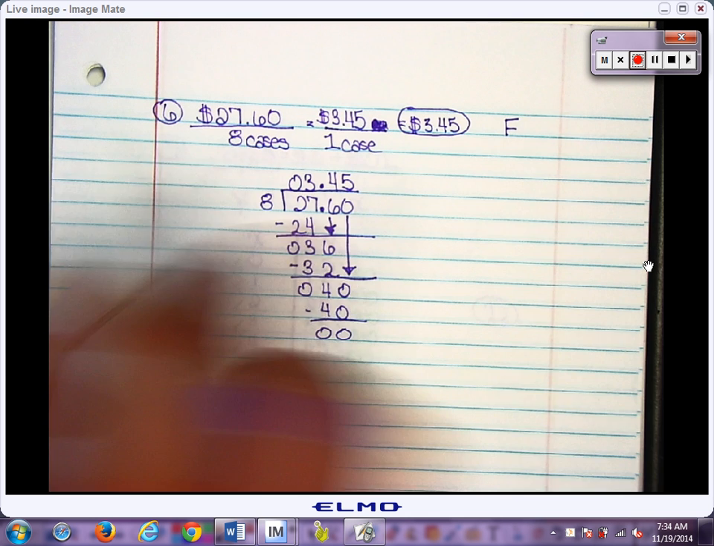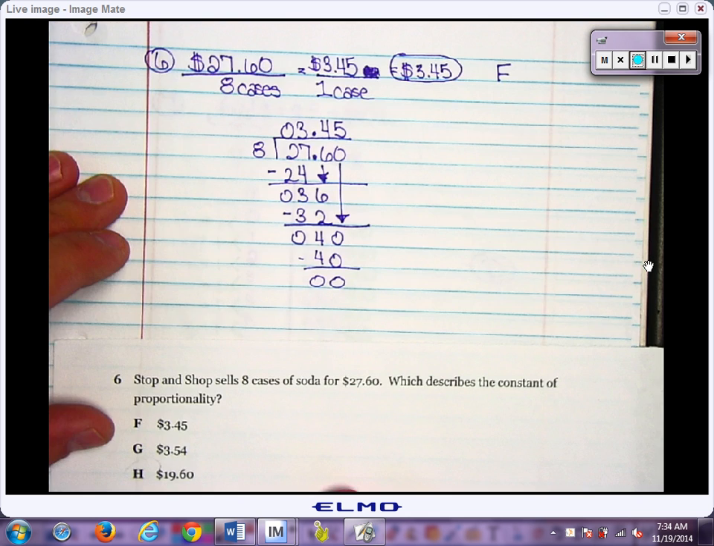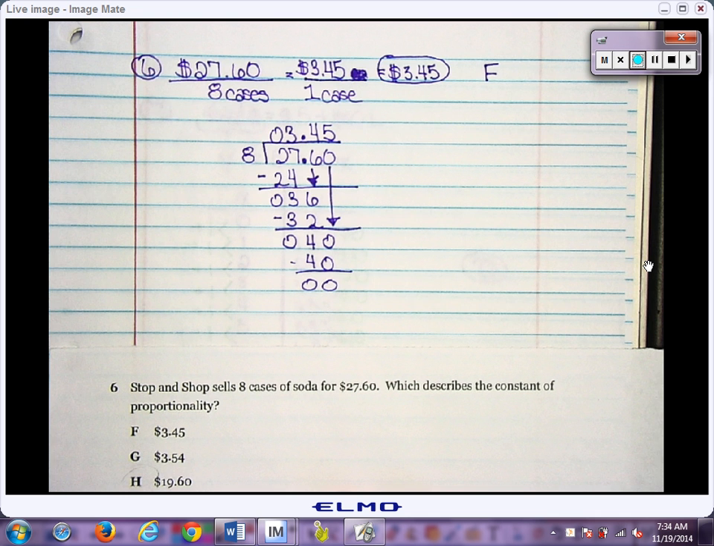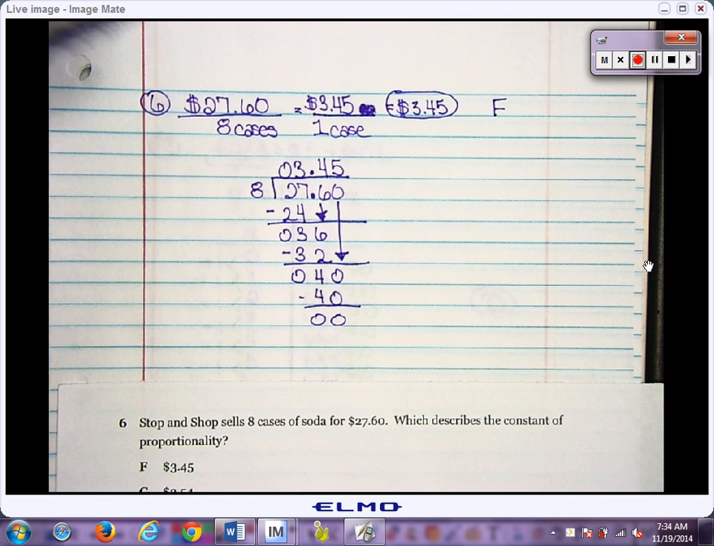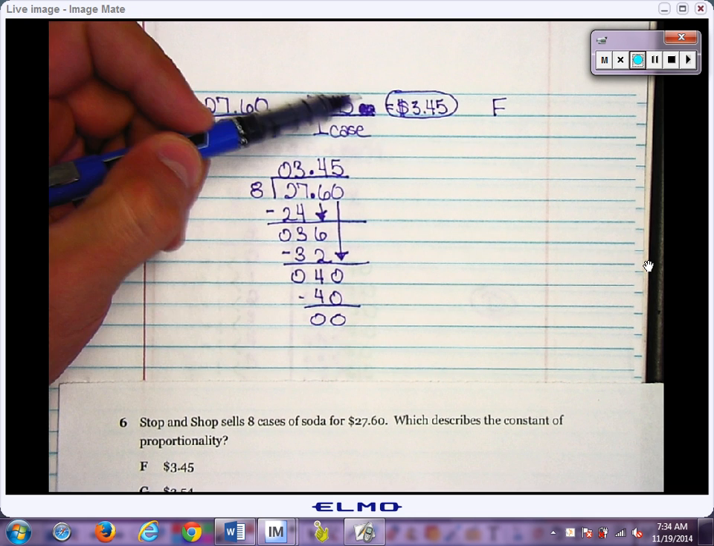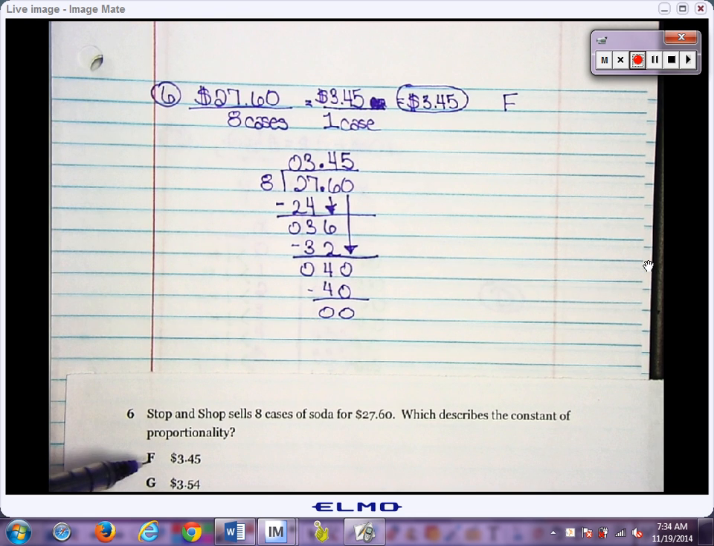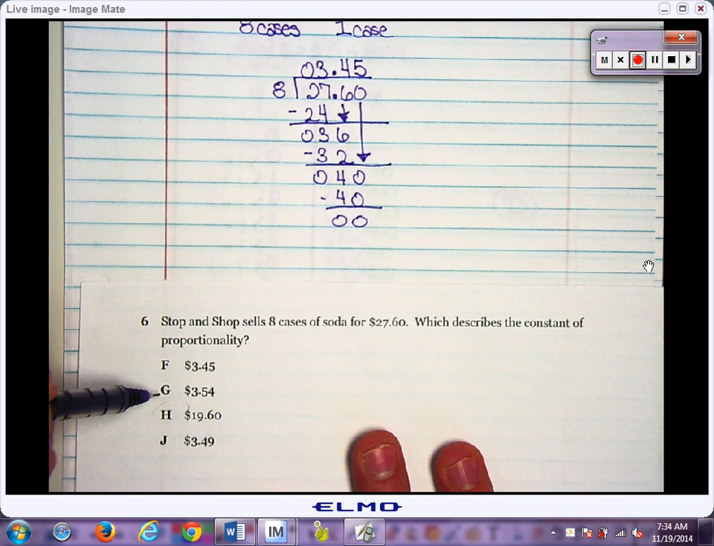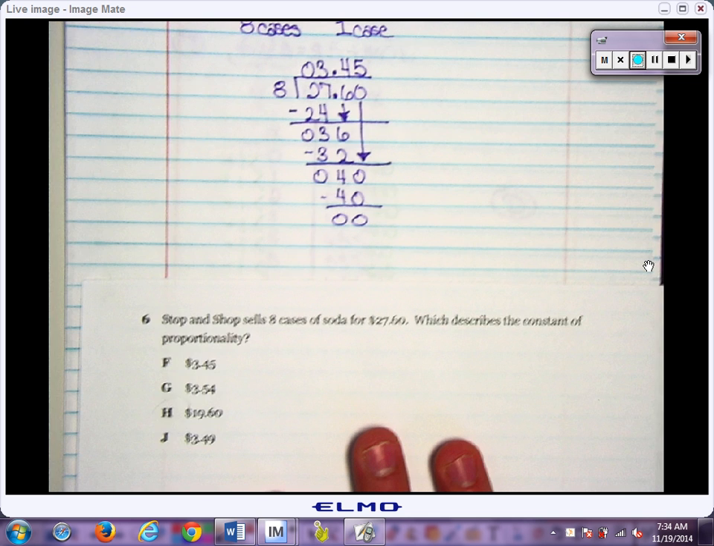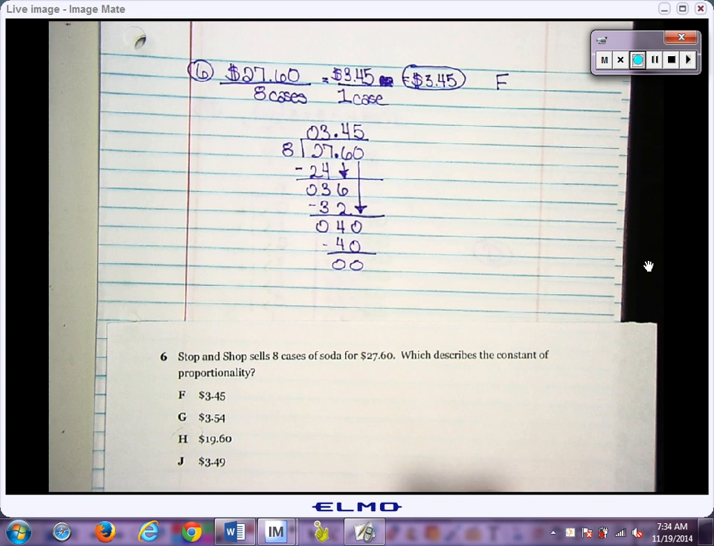Now, we have problem number 6. This problem had to do with Stop Shop. They had basically a unit rate. You had this much money for this many cases of soda. So like always, you should find a unit rate. Find out how much for one, especially when you're buying things. So here we had $3.45 a case, and there we go. They gave us these answers here probably to confuse you between F and G, to transpose these numbers, which is kind of unfair and kind of a mean trick, but hopefully you got it right anyways.